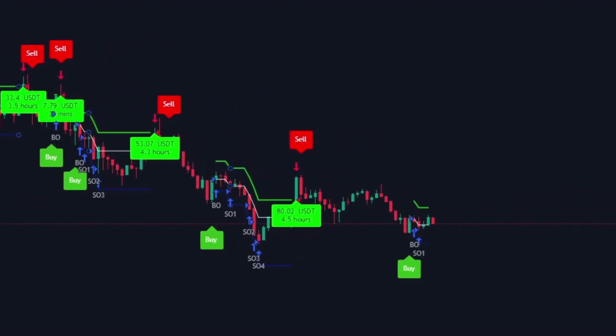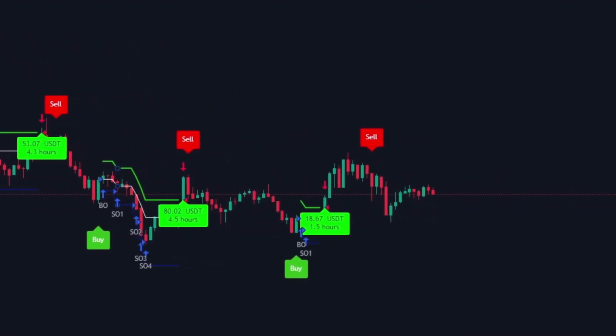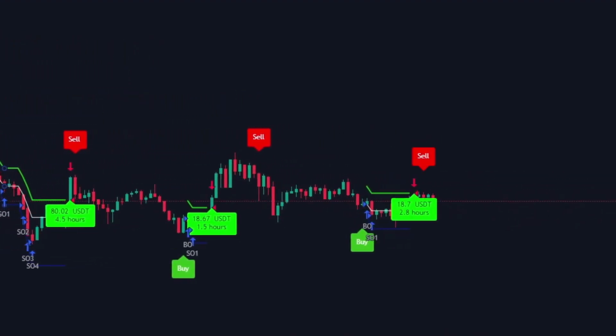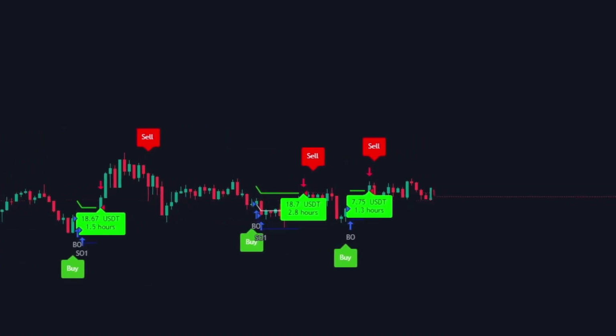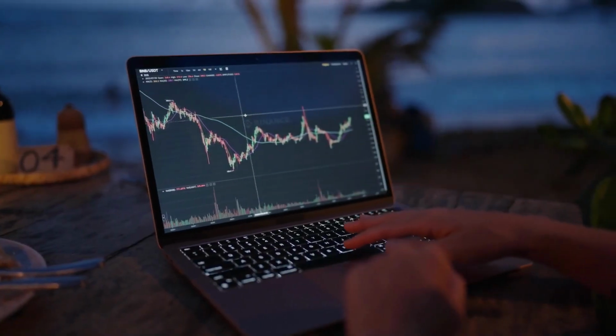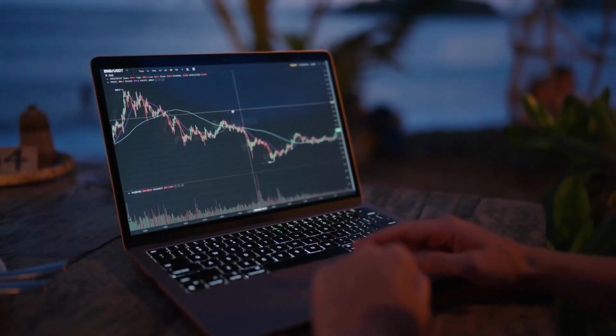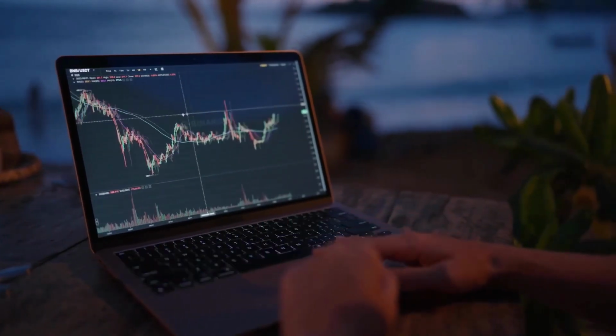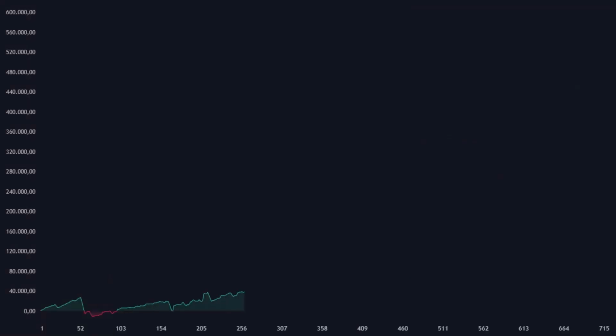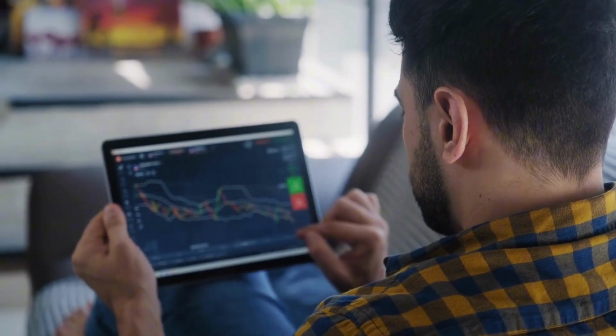Whether you're just starting out or already have some experience in trading, you're probably here because you want to trade smarter, reduce your risks, and maximize your results. DK Algo was built for traders like you, simplifying the trading process while giving you tools to achieve consistent success. Let's dive into how it works.